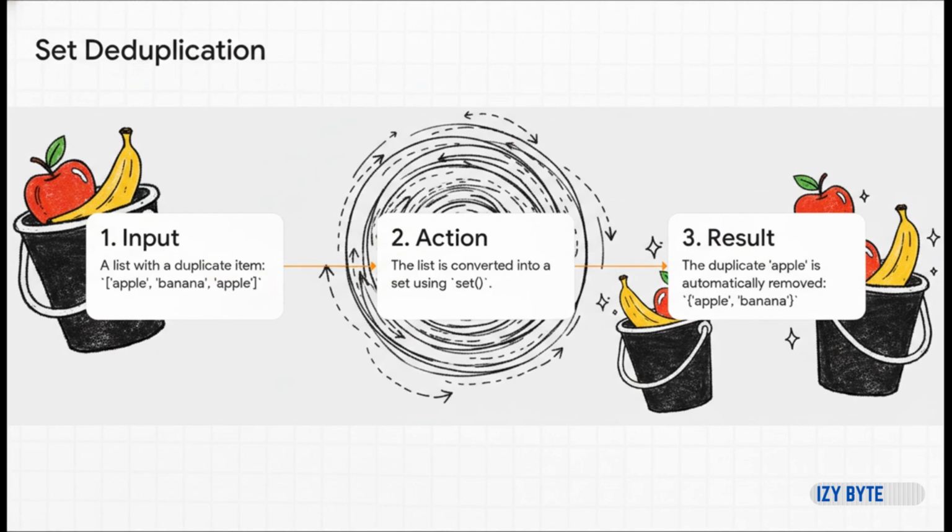And check this out, this is the magic of a set in action. Let's say you start with a list that has duplicates. See, it's got Apple in there twice. You just hand that list over to a set and poof, it instantly filters out the duplicates, leaving you with just the unique items.